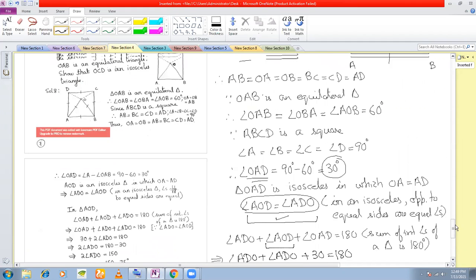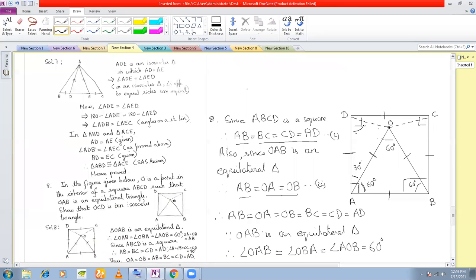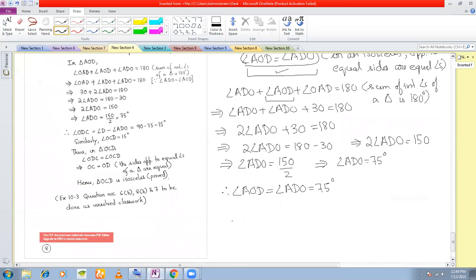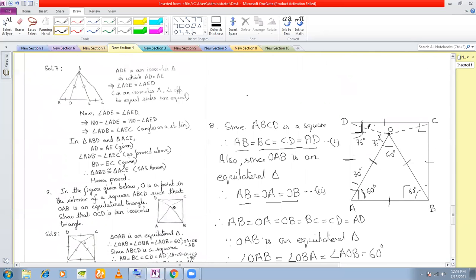Right? So what angles have we got? We have got these two angles, this as 75 and this as 75. If these two are 75, then what is this angle here? This entire angle is 90 degrees. So this angle must be 90 minus 75, isn't it? Therefore, angle ODC must be equal to 90 minus 75, which is equal to 15 degrees. So we have got this angle as 15 degrees, right?